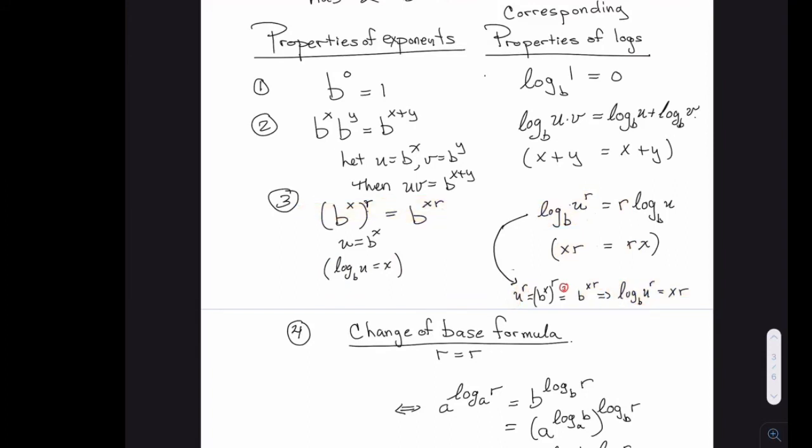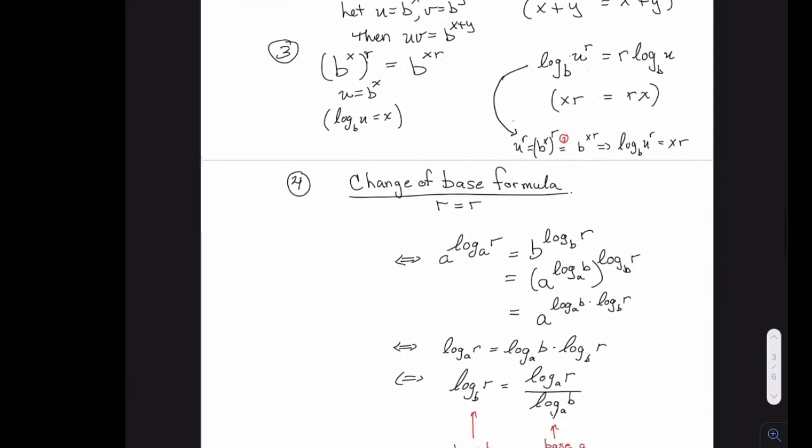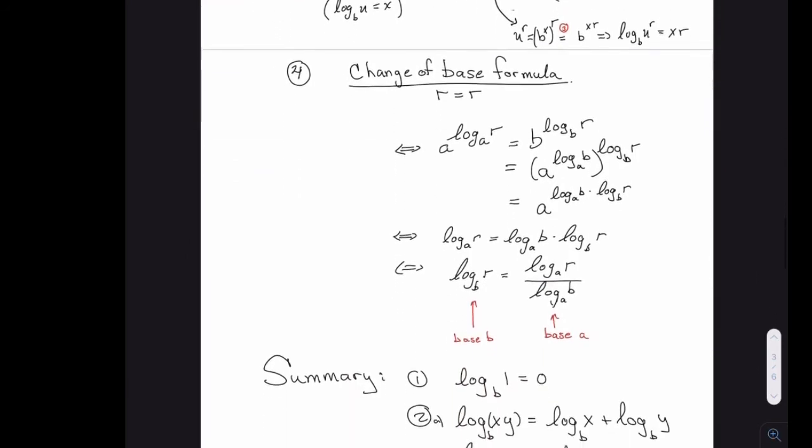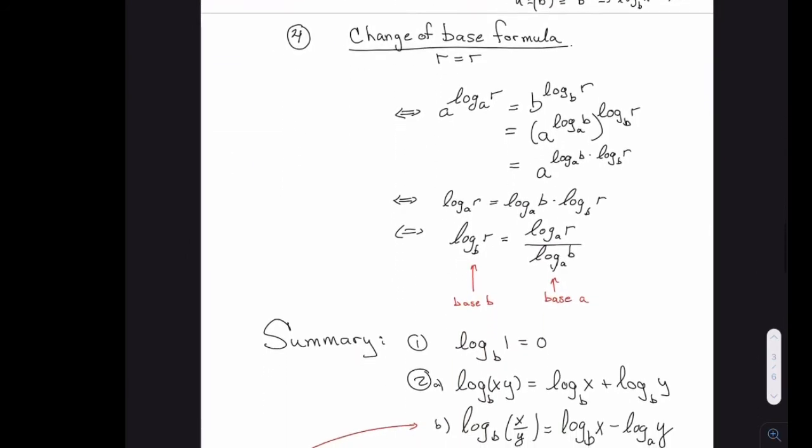And finally, there's a change of base formula. So r is equivalent to r. So a to the log a of r is equal to b to the log b of r. But b is this expression. This is the property of exponents.